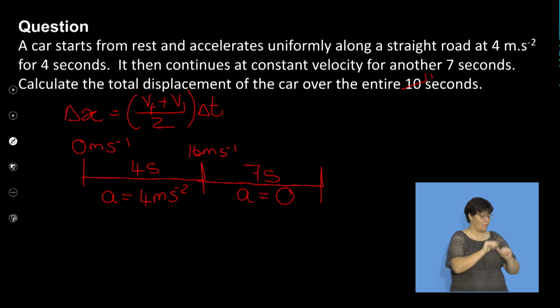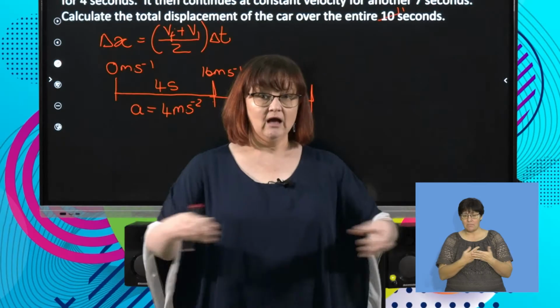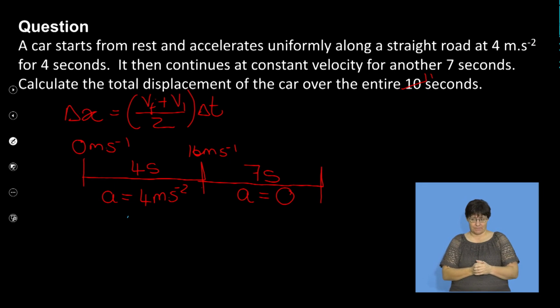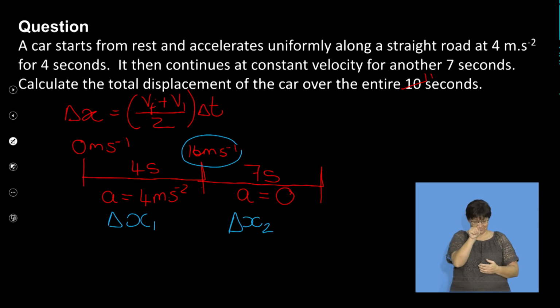Acceleration changed. If the acceleration changes, I have to work out the displacements separately. I can't do it together. So I'm going to need to go, what is this first displacement? What is this second displacement? The thing to remember is that this velocity is the same. So that stayed constant. Okay, so let's do the first one.